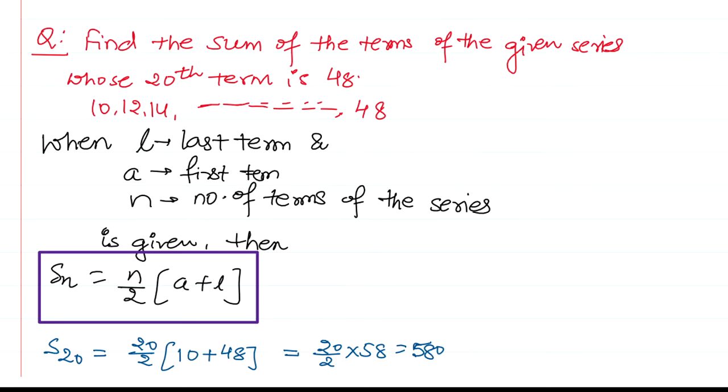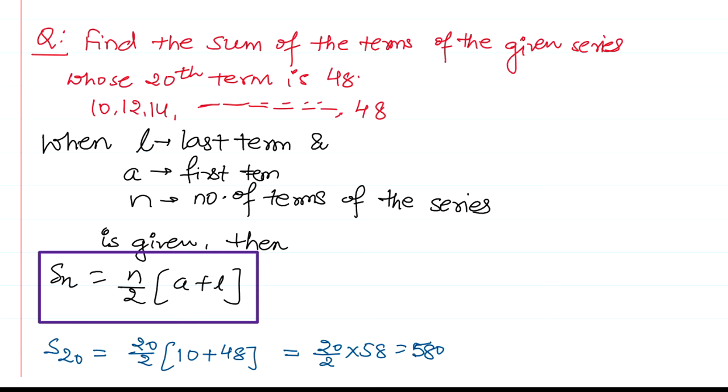Now the same question I'm trying to solve in a different way. If you remember the previous question that we had solved, I had given the series as 10, 12, 14 and so on. I didn't know what the last term is, but you had to find the sum of the first 20 terms of the given series. But in this question, I have specified that the 20th term is 48. It's already given. I don't have to find it out.